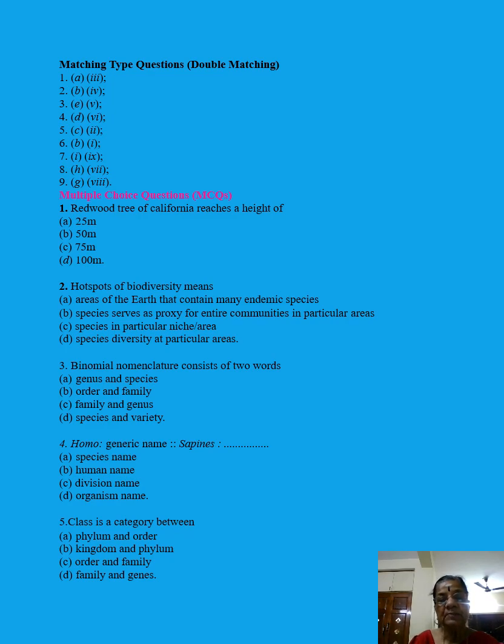Homo is a generic name, sapiens வந்து species name. Then class is a category between phylum and order. Classification la kingdom, phylum, class, order, family, genus, species படிக்கிறோம் இல்லையா? So அது மாதிரி phylum and order. That is the answer. சரியா? So இதில் ஒன்னுக்கு ஆன்சர் D, செகண்டுக்கு ஆன்சர் A, தேர்டுக்கு ஆன்சர் A, 4, 5க்கு ஆன்சர் A.